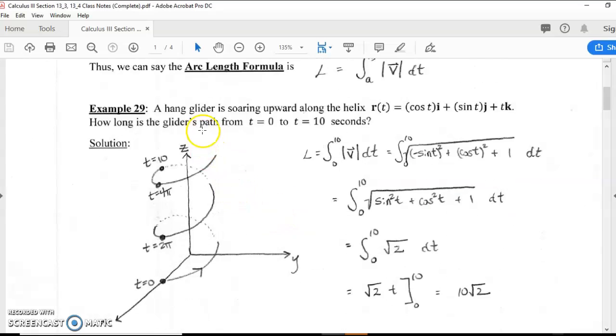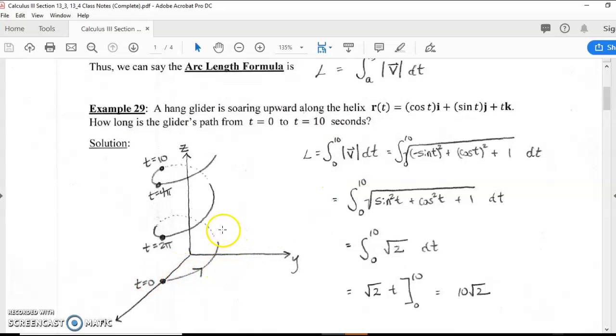So for example, let's say we have a hang glider soaring upward along the helix r of t equals cosine of t i plus sine of t j plus t k. So here's a visual of our helix. I put some dotted lines here to represent that it's going behind the z-axis, spiraling upwards. How long is the glider's path from t equals 0 to t equals 10 seconds?